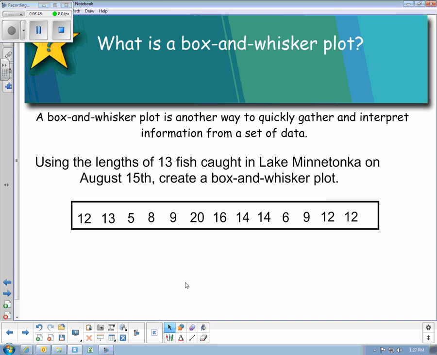The great thing about a box and whisker plot is it kind of splits it into 4 equal regions. So you get 25% of the data in each region of the box and whisker plot. So that's a kind of nice way to look at it, and you can see quick small glances of it that way.